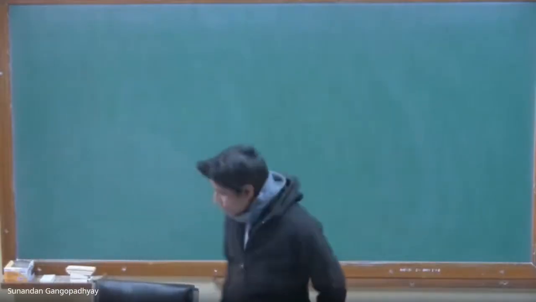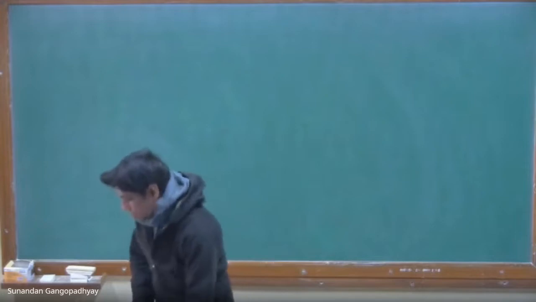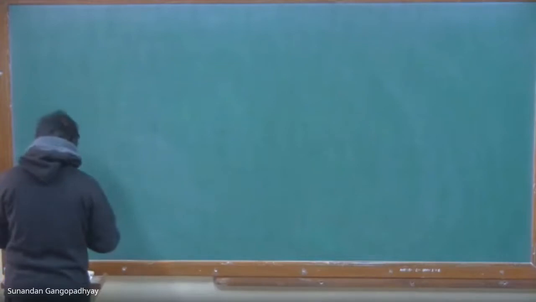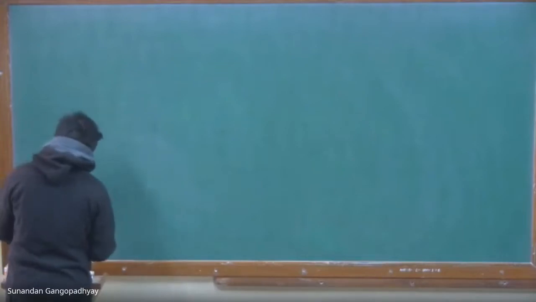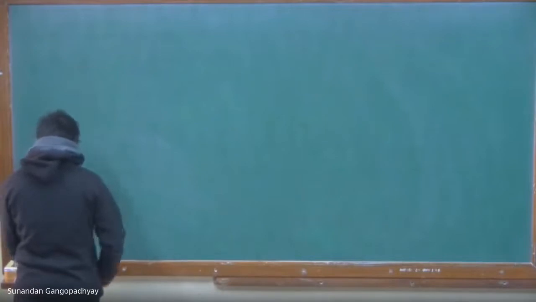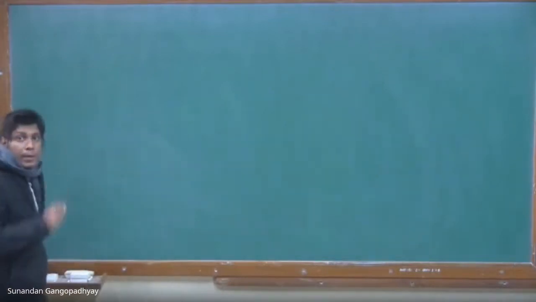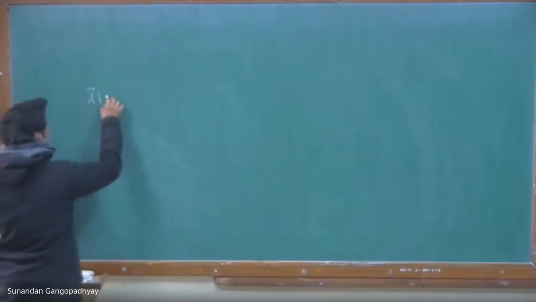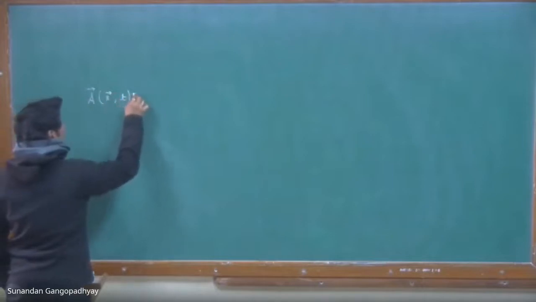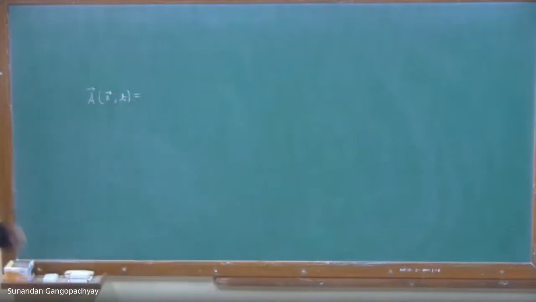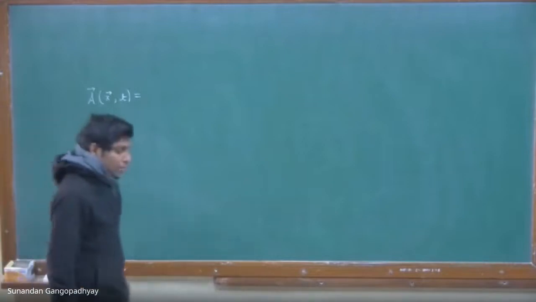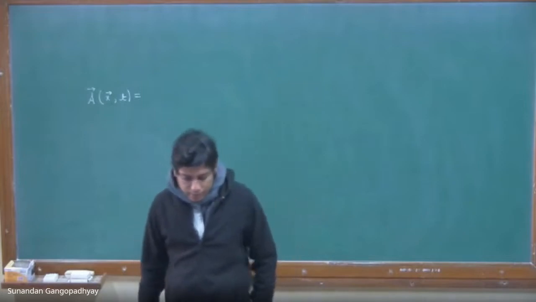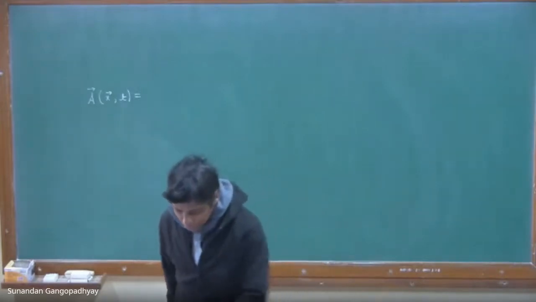So let's start today's discussion. In the previous lecture, we obtained the normal mode expansion of the electromagnetic free vector potential, and we were trying to do the calculations in the Coulomb gauge. And in that particular gauge, what we found was the following.